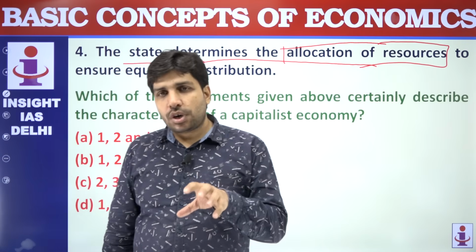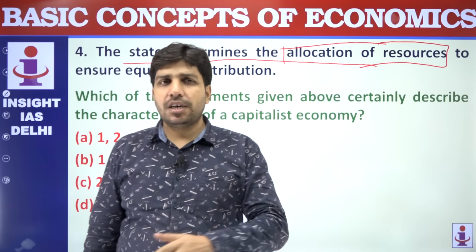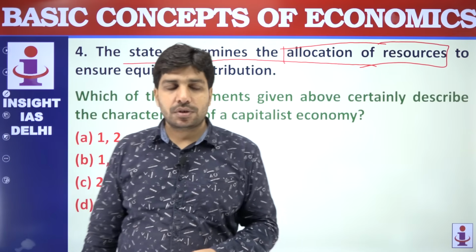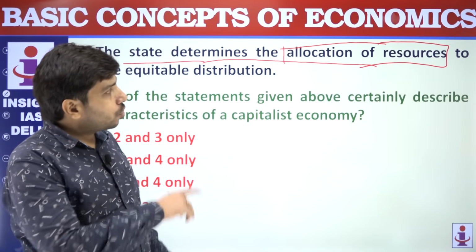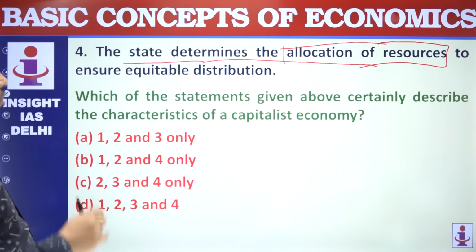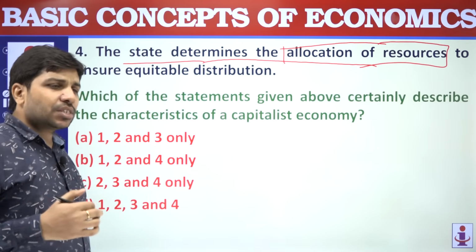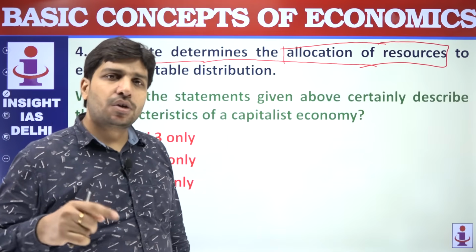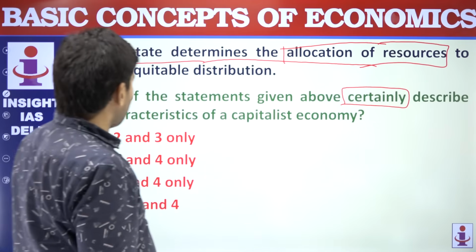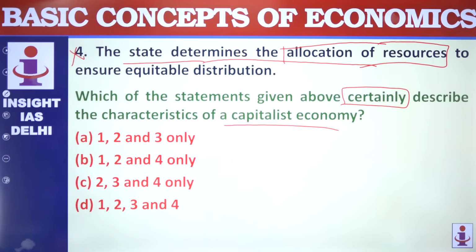Allocation of resources means one authority is deciding whether to build a road out of it, spending the 100 crore rupees to build a road, utilizing the labor in building the road, and using the rice to feed the laborers. Or you can build a hospital out of that money. So allocation of resources is how you allocate your resources for the greater common good. The state determines allocation of resources, but in a capitalist economy a state does not always get involved in allocation of resources. The question is clearly asking which statements certainly describe the characteristics of a capitalist economy. So this is not a certain description of a capitalist economy.